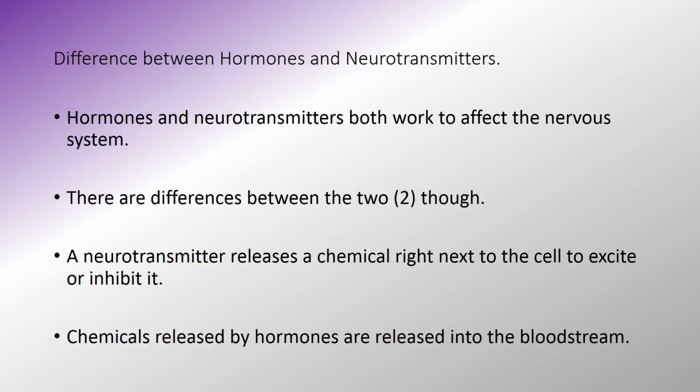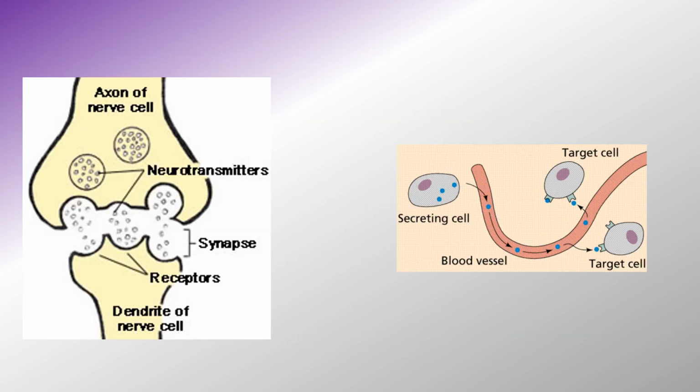So what's the difference between hormones and neurotransmitters? Hormones and neurotransmitters both work to affect the nervous system, but there are differences between the two. A neurotransmitter releases a chemical right next to the cell to excite it or inhibit it, and chemicals released by hormones are typically released in the bloodstream. Let me show you a picture of this, might make a little more sense.